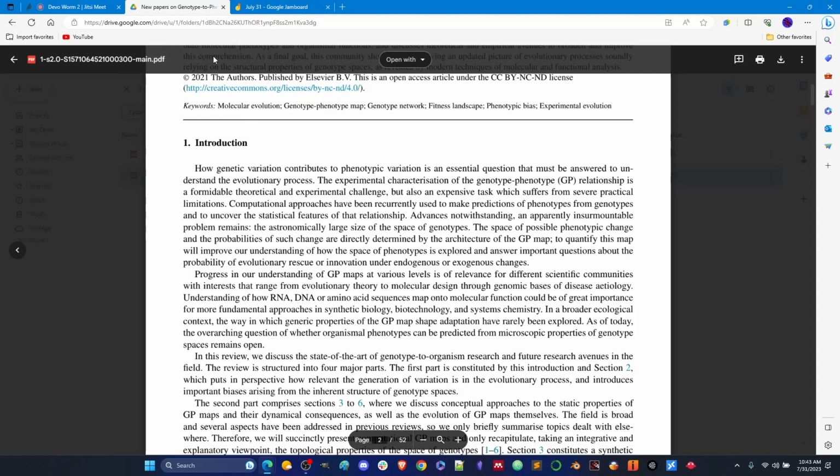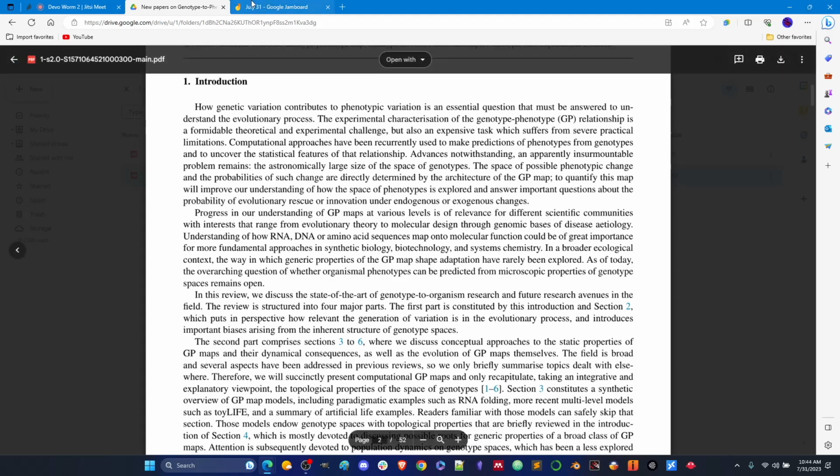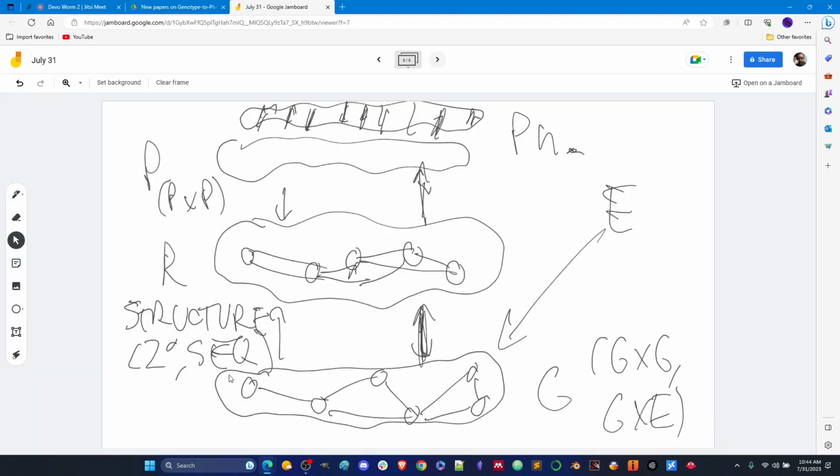So they talk about GP maps as if they're easy sometimes, but in a broader ecological context, the way in which generic properties of the GP map shape adaptation has been really explored. So this interaction between the environment and the genotype, or the environment and the RNAome or the proteome, or even the environment and phenotype. There have been a lot of arguments in evolution, for example, about the level of selection. Is it at genes, or is it at the phenotype, or where is it? For the sake of argument, I'm just going to say it's at the level of genes.